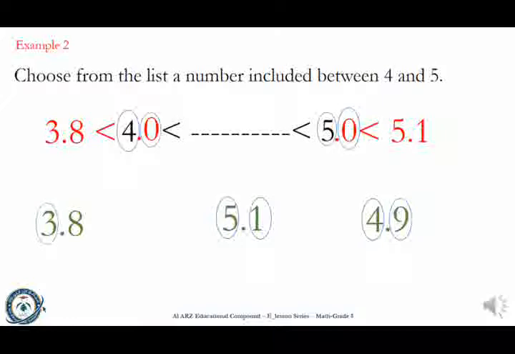For the third example, 4.9, can this number now be included between 4.0 and 5.0? Yes, it is. The whole part is 4, so it is more than 4.0, and it is less than 5. 9 is greater than 0, so the number is included between 4.0 and 5.0 since it is greater than 4.0 and less than 5.0.